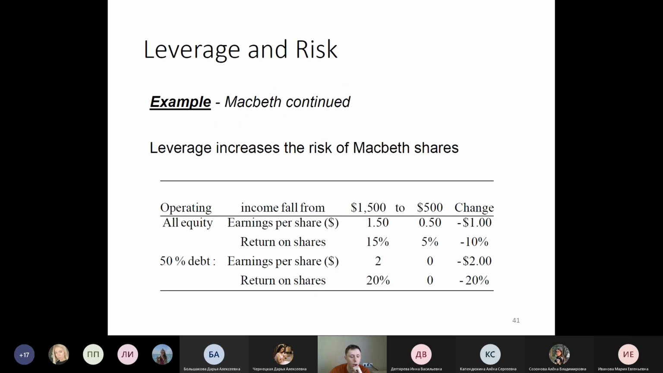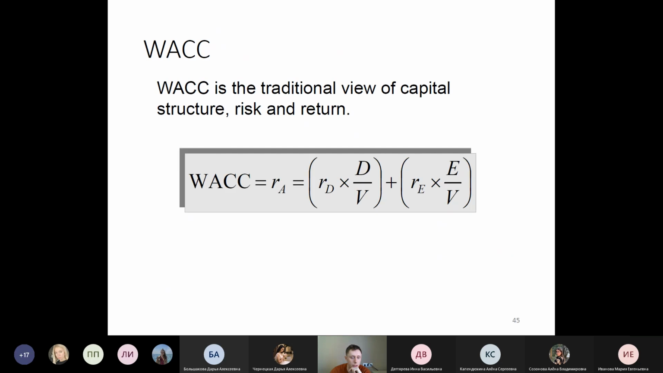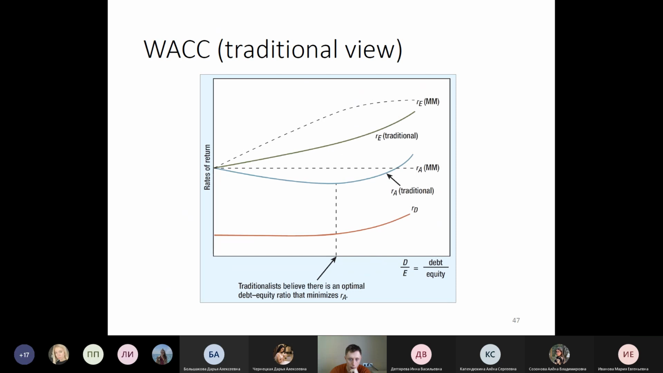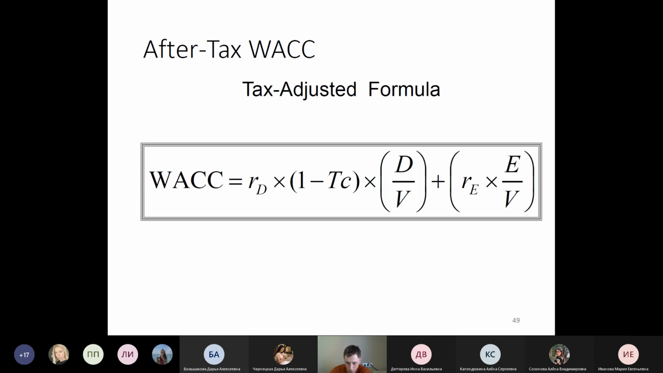Yes, so this is some example that illustrates that. And this is the theory of the weighted average cost of capital, the one that is already familiar to us. This is something that we keep returning to, and we use it in order to estimate the actual result of the different financing structures of the firm.